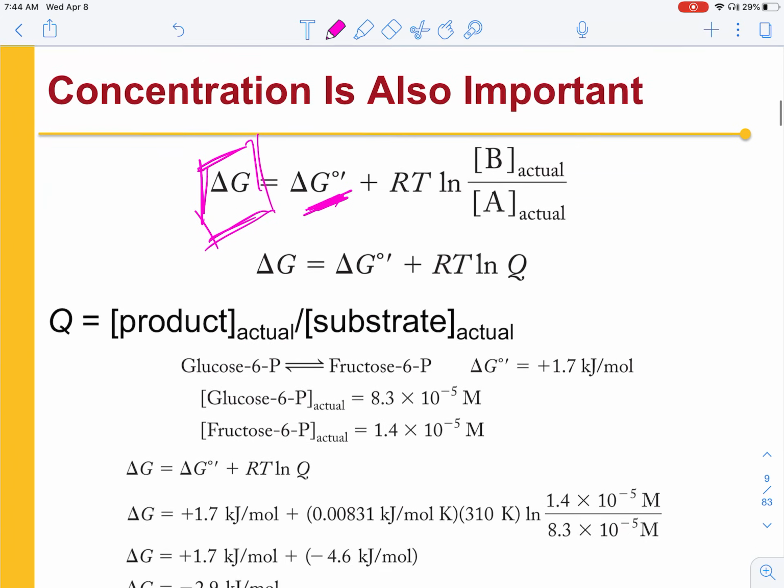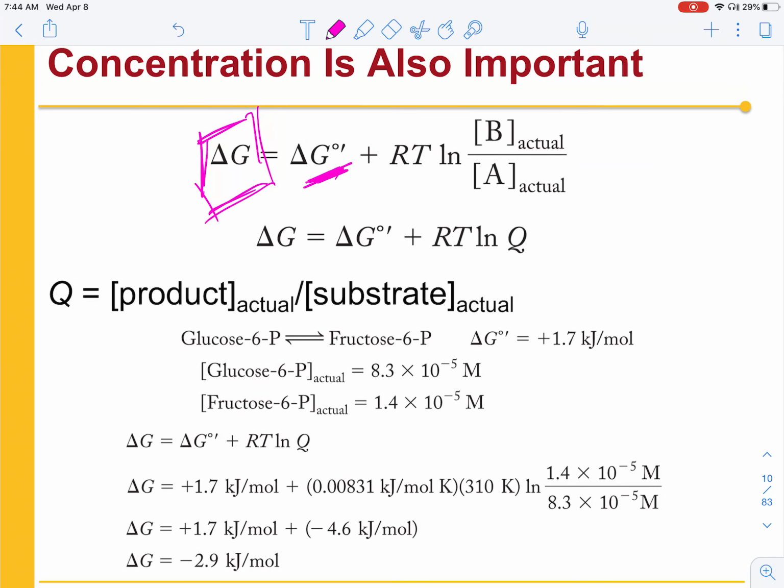And remember, with standard conditions for this delta G prime, it's what? It's something like 25 degrees centigrade, 1 atm pressure, pH in biochemistry terms is 7.0.